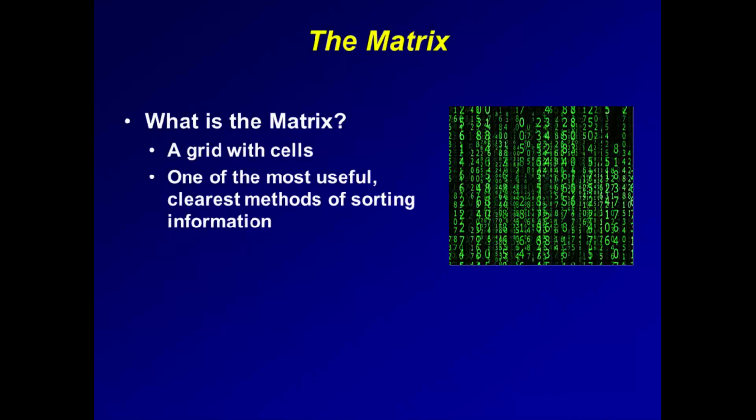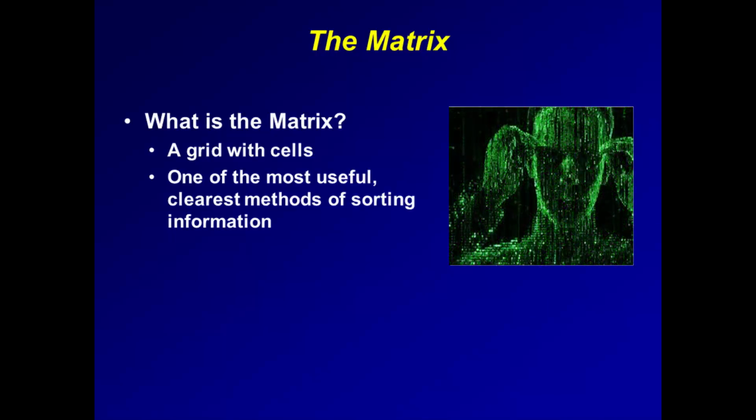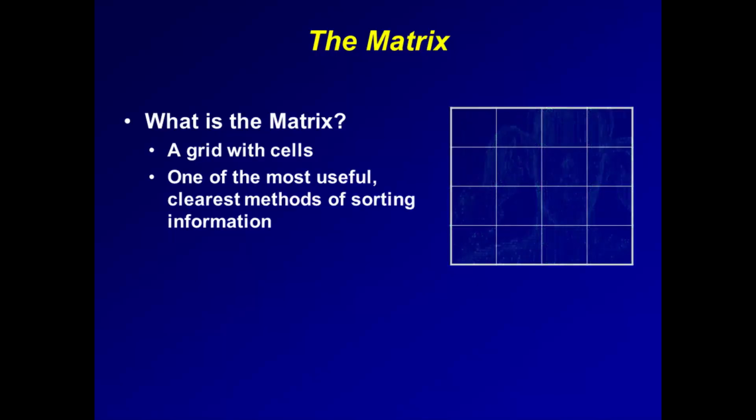One of the tools I find the most useful in helping me organize the various elements of a problem is the matrix. Unlike the matrix that Neo found himself in, the matrix we'll use is nothing more than a grid with as many cells as needed for whatever problem is being analyzed. A matrix is one of the handiest, clearest methods of sorting information. Anytime I can reduce information to a matrix, I find it analytically illuminating.